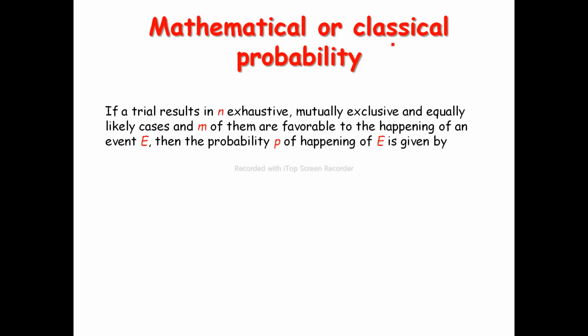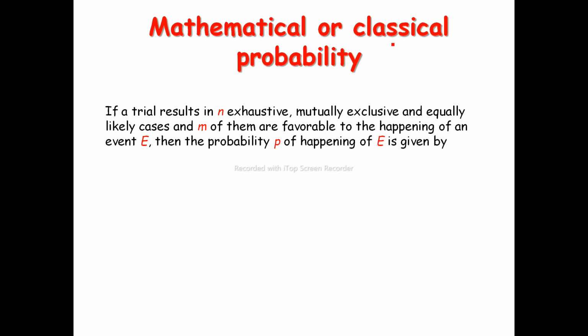If a trial results in exhaustive, mutually exclusive and equally likely cases, and m of them are favorable to the happening of an event E, then the probability P of happening of event E is given by an equation. First of all we'll try to understand these three lines. What is exhaustive? That is the maximum number of possibilities. Suppose you are tossing a coin, what are the maximum possibilities? Head or tail. So two exhaustive events are possible.